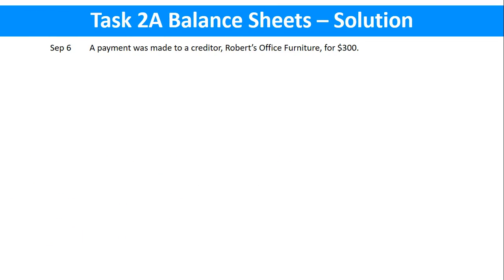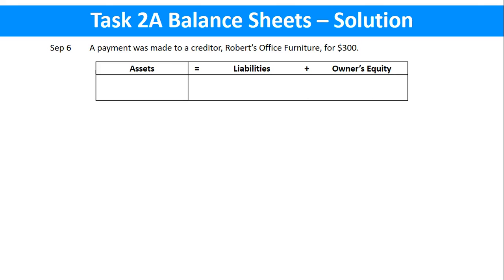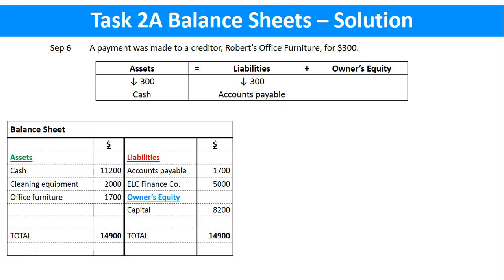September the 6th, a payment was made to a creditor, Robert's Office Furniture, for $300. The impact of that transaction is the cash of the business, which is an asset, goes down $300. And the other impact is we're paying back a creditor or an accounts payable. So the total of accounts payable is going to go down too by $300. There is no impact on owner's equity with this transaction.